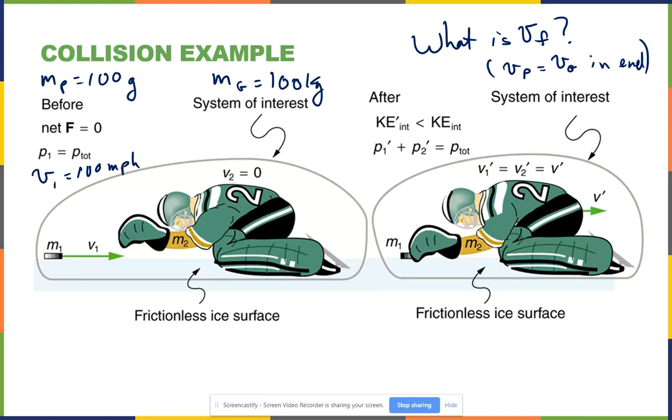Yeah, so they have the same speed. The puck and the goalie have the same speed in the end. But would it be slightly different if he stopped it? Yeah, if it bounces off him, it's going to be different. That's right.